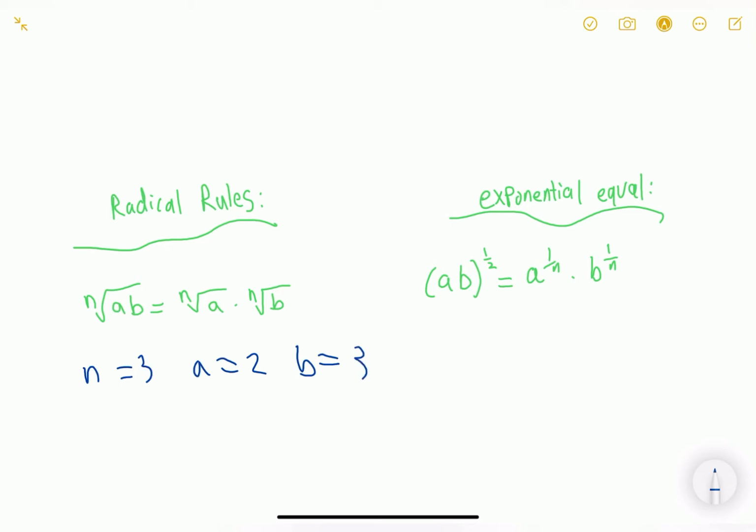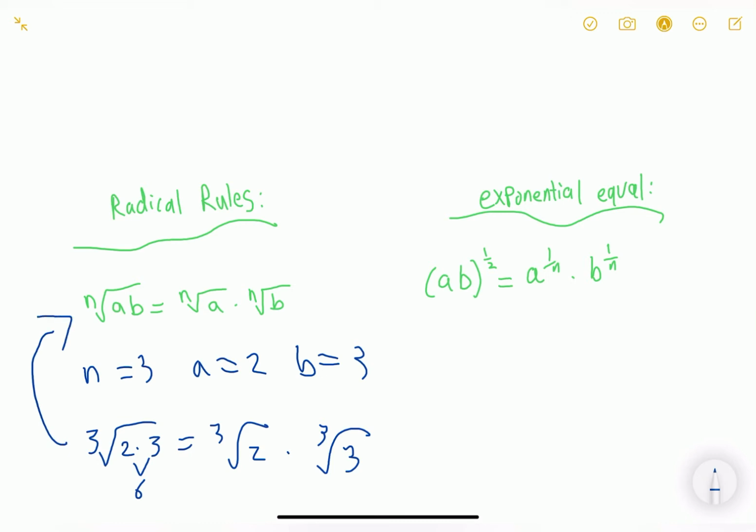It's simply going to be the third root of 2 times 3, which is the same thing as the third root of 2 multiplied by the third root of 3. Which is the same thing. We know that this is going to equal 6, and so on and so forth. So we now proved rule number 1. Let's prove it through the exponential equivalent.